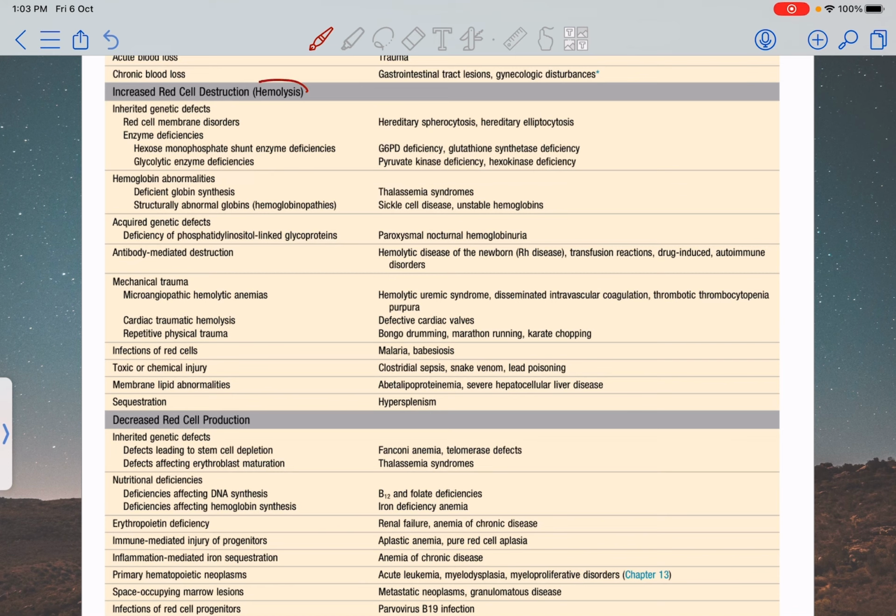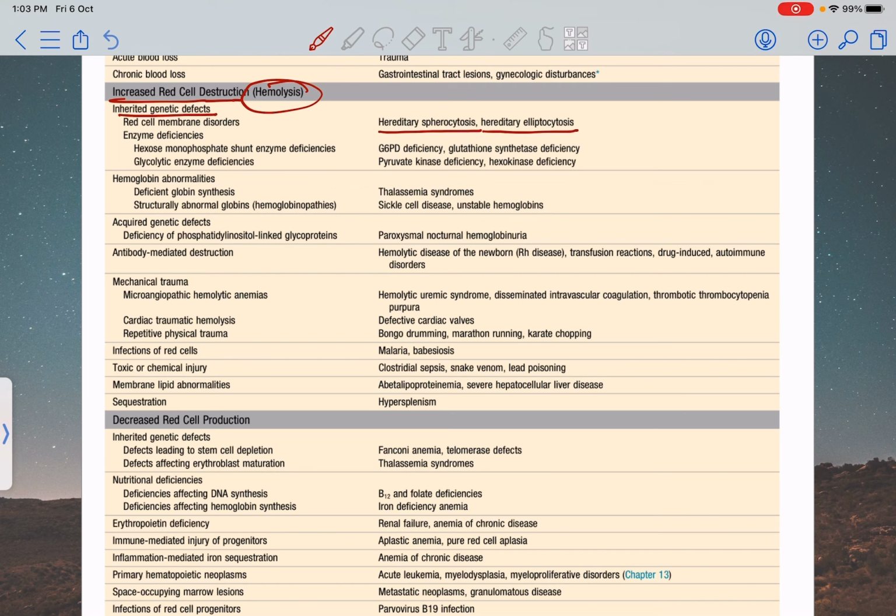Now, hemolysis or increased RBC destruction. There could be many ways this can occur. Hemolysis: one, inherited genetic defects. Now, with inherited genetic defects, maybe the RBC is not able to maintain a proper shape. Why? Because there's a defect in the membrane. Then it will be a case of either hereditary spherocytosis or hereditary elliptocytosis. The RBC will appear spherical and elliptical in shape respectively.